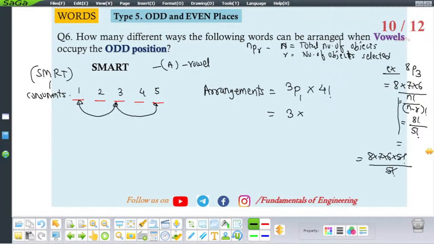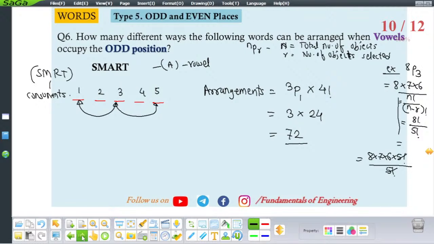8, 7, 6. So here only one time, 3. And the 4 factorial value we know, that is 24. 24 into 3, very simple, 72. So how many possible arrangements can we make when the vowels occupy the odd positions? 72 different ways.